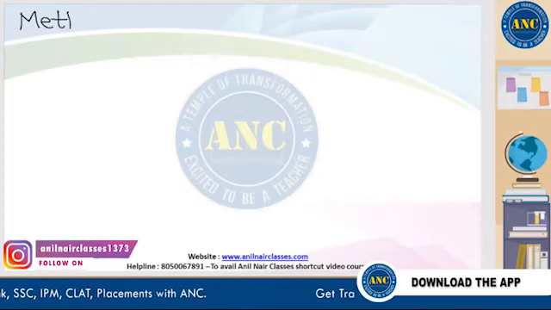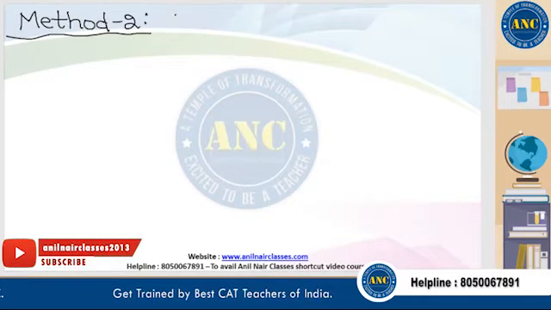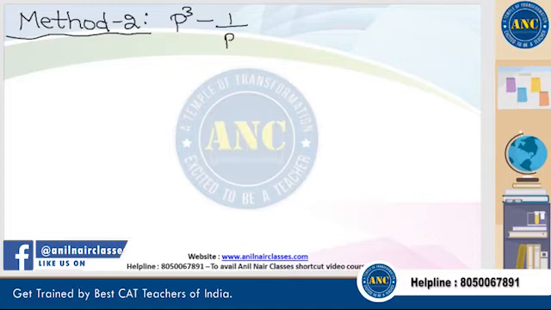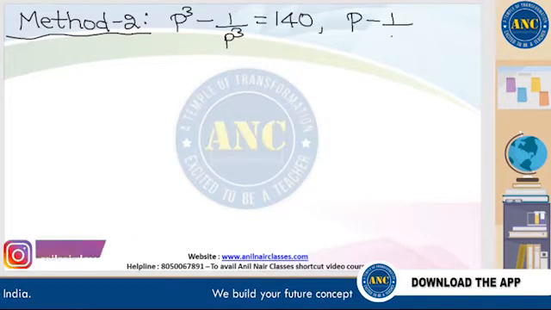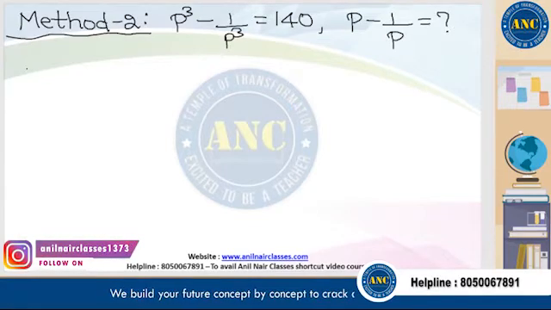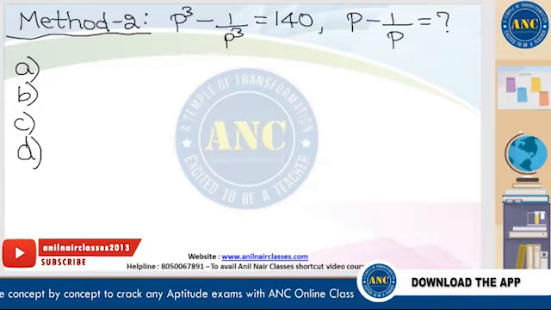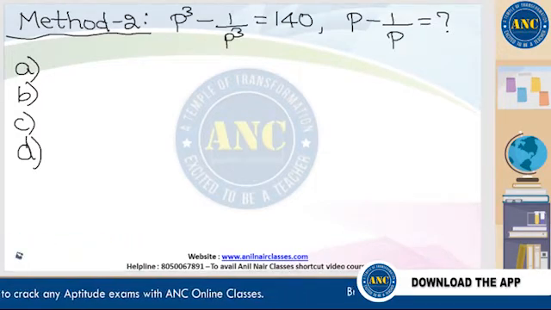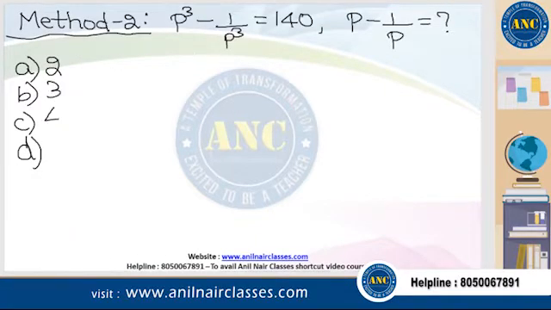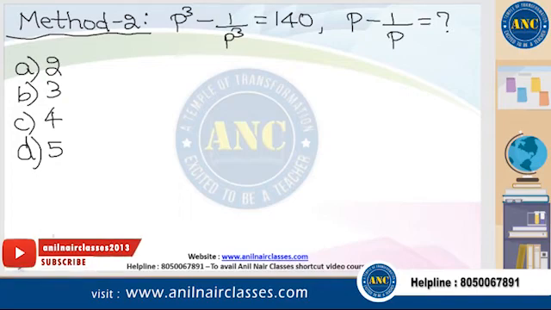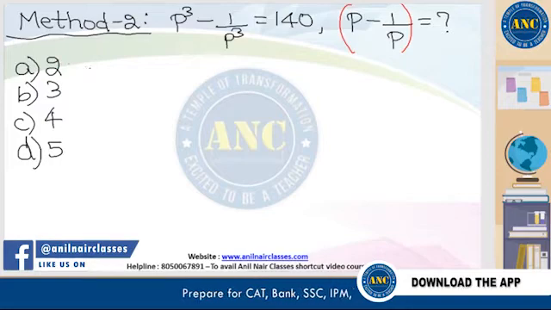Now see here, sir, method 2 is a very simple way of solving the question. P cube minus 1 by P cube is given in the question as 140, and they are asking you to find the value of P minus 1 by P. The beautiful way of solving this question is by using the answer options, a very fast and quick way. The options given are 2, 3, 4, 5. I will assume that the first option is the correct answer, that P minus 1 by P is 2.